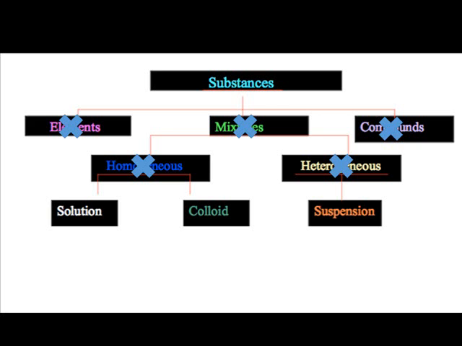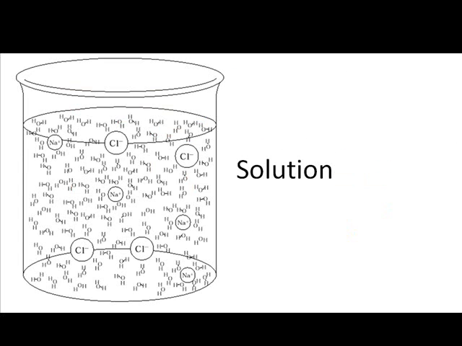Let's take a look at solutions and colloids. A solution is when you have ions dissolved in water. In this case, you have Na+ and you have Cl−. Those are actually salt, table salt, dissolved in water. So the solution has ions that are dissolved in it. And this situation is referred to as homogeneous because the ions are spread evenly throughout.